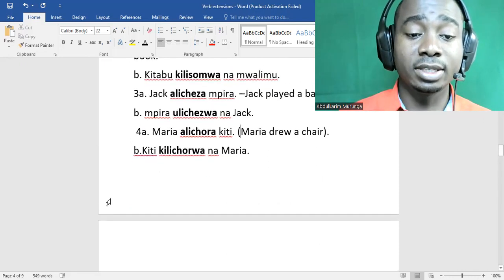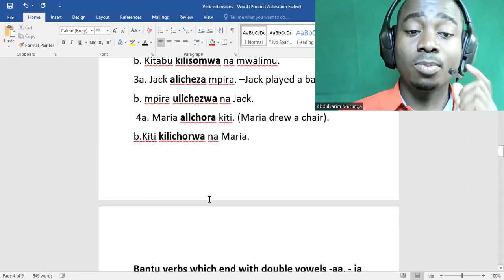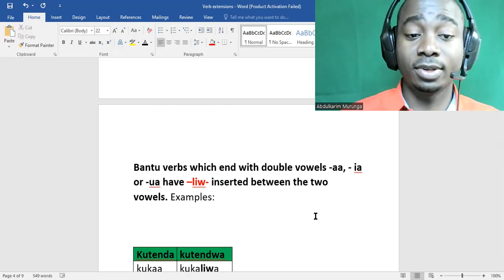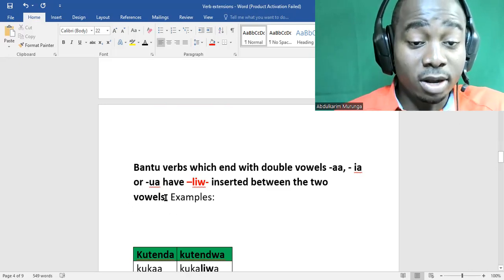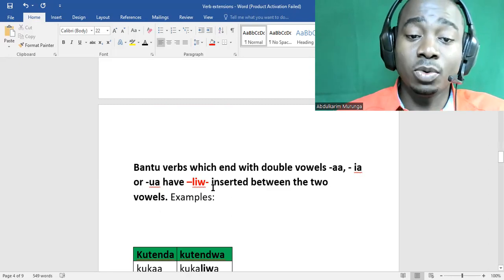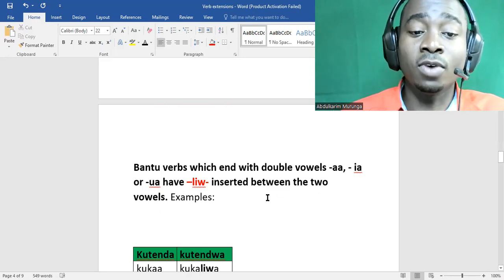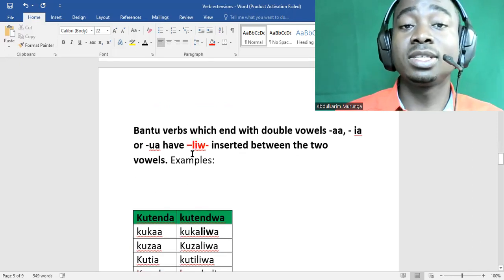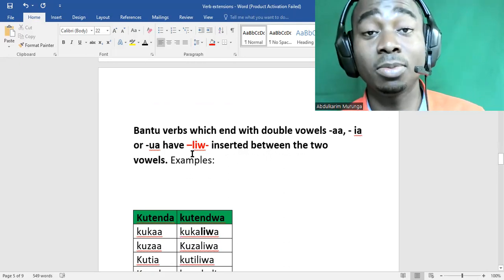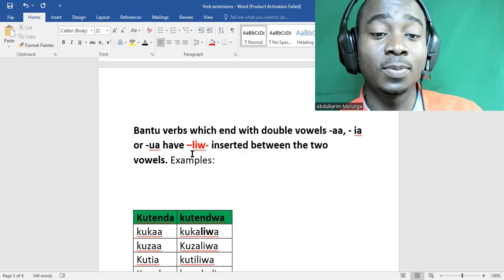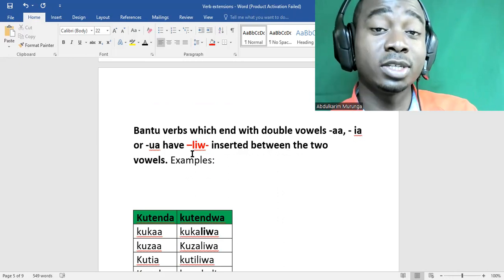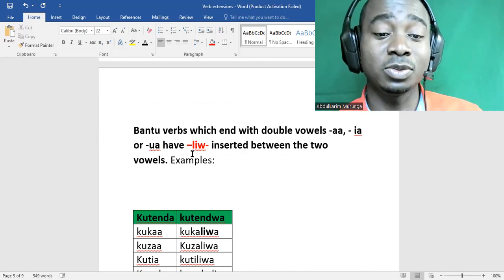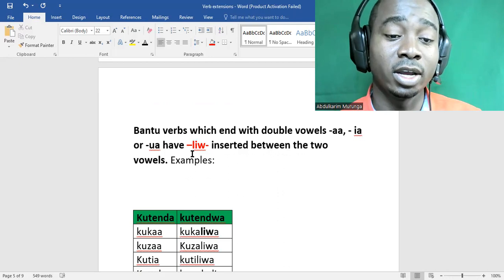We go to the second case here, where we see Bantu verbs that end with a double vowel, A-A, E-A, or U-A. We have this L-I-W inserted between the two vowels. You know why we put this L-I-W? This L is known as a liaison consonant, and it enables the pronunciation of these vowels. Because without this, there will be many vowels, and you'll fail to pronounce them. You'll sound funny when you pronounce these words without this liaison consonant.